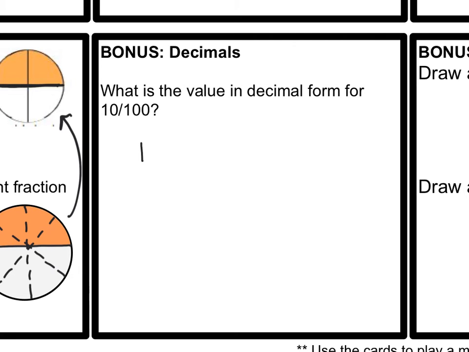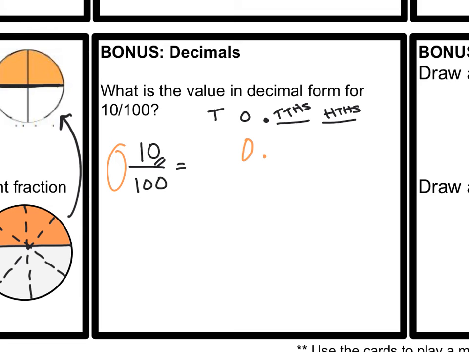Okay. What is the value in decimal form of 10 hundredths? So if I look here, I see that I have 10 hundredths, which means in decimal form, this 0 needs to end in the hundredths place value. So if I were looking at place value, I'd have tens, ones, decimal, and then tenths, and then hundredths. So when I look at 10 hundredths, I'd plug in 0 for the ones, decimal, and then I'd write a 1 and a 0, making sure that the 0 ended up in the hundredths place.